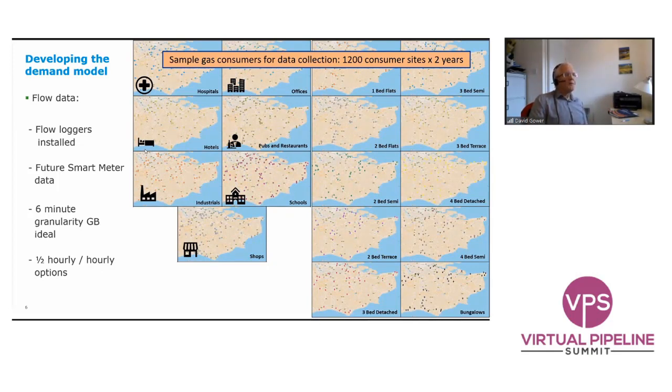To begin with, we had to make an estimate of the different breakdown of consumers that might be possible, so that we would collect a sample of data from those consumers and really try to understand how those people use gas in great detail. Therefore, flow logging was installed on about 1,200 consumers across the southeast of the UK, and that data was collected for just 2 years.